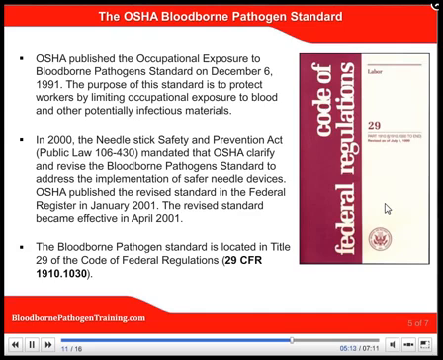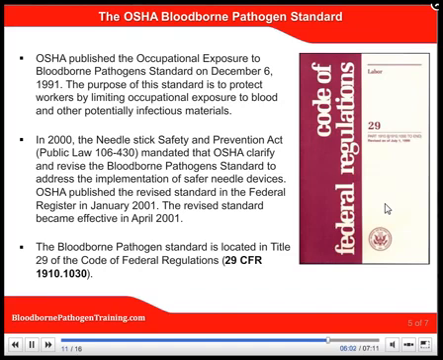The OSHA Bloodborne Pathogen Standard. OSHA published the Occupational Exposure to Bloodborne Pathogen Standard on December 6, 1991. The purpose of this standard is to protect workers by limiting occupational exposure to blood and other potentially infectious materials. In 2000, the Needlestick Safety and Prevention Act, Public Law 106-430, mandated that OSHA clarify and revise the bloodborne pathogen standard to address the implementation of safer needle devices. OSHA published the revised standard in the Federal Register in January 2001. The revised standard became effective in April 2001.